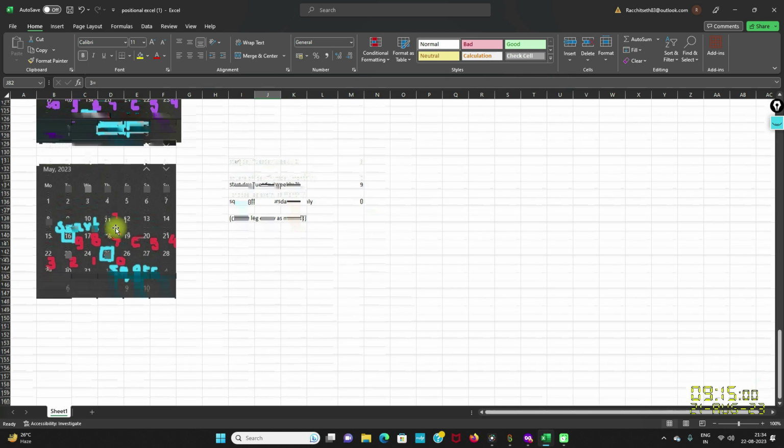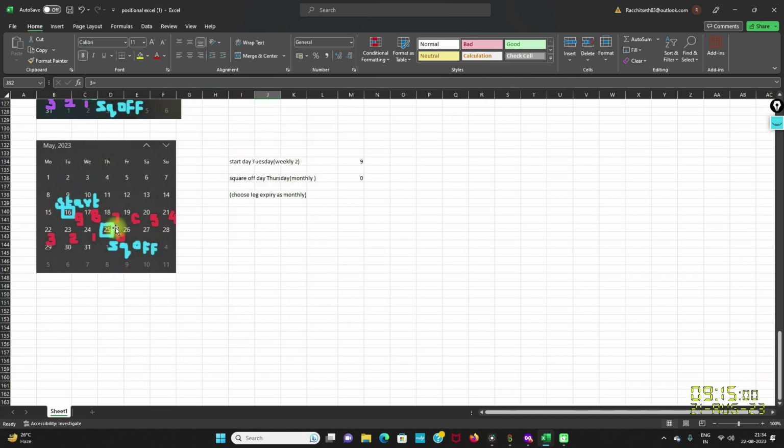Moving on to the next example. Suppose you want to backtest your positional portfolio which starts on Tuesday of the weekly 2 expiry. So this is weekly 1 and this is weekly 2. So suppose you want to start your positional portfolio on Tuesday, weekly 2, and square off on Thursday, which is monthly expiry, of course. Because you are starting at weekly 2, this will be the expiry, monthly 1, right?